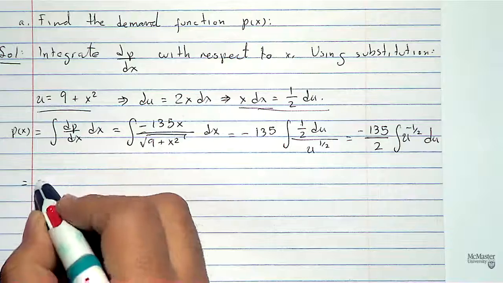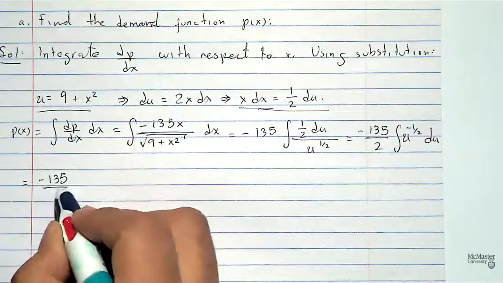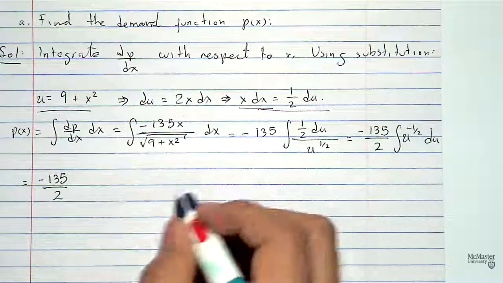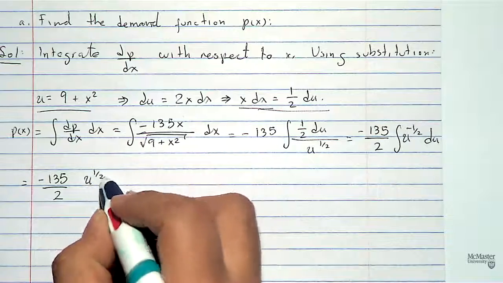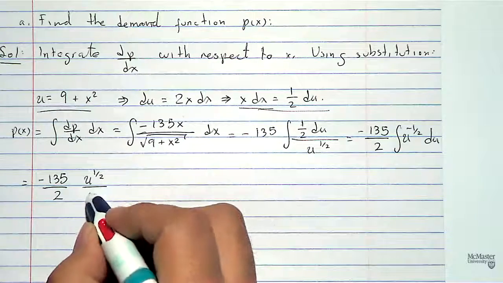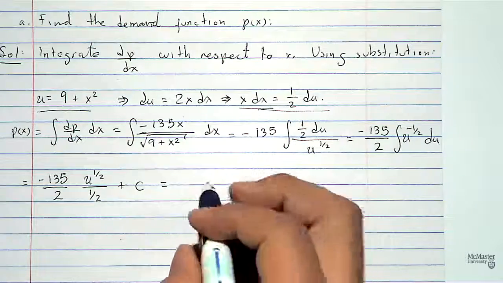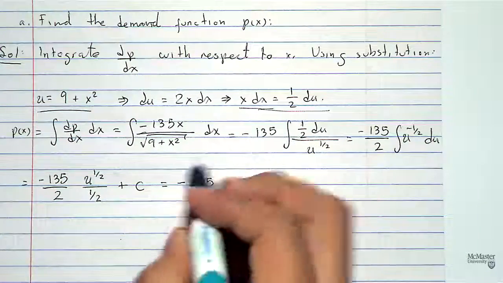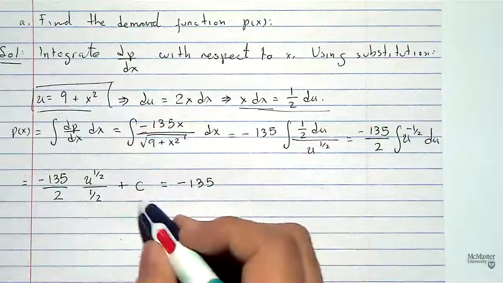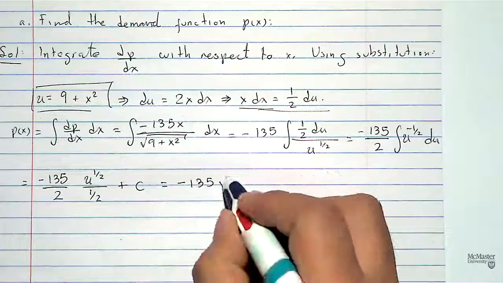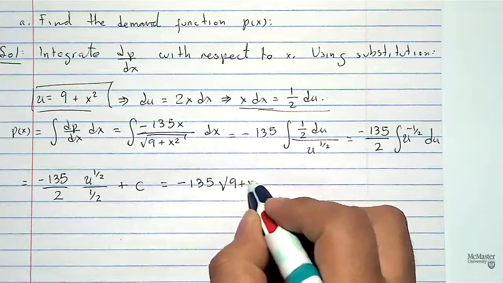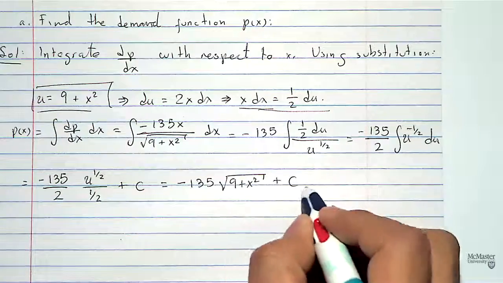So this is equal to minus 135 divided by 2, where the integration is u to the 1/2 power, divided by 1/2, plus a constant of integration c, which simplifies to minus 135. You have to remember that u is this, and it's to the square root. So this is the square root of 9 plus x squared, plus a constant of integration c.